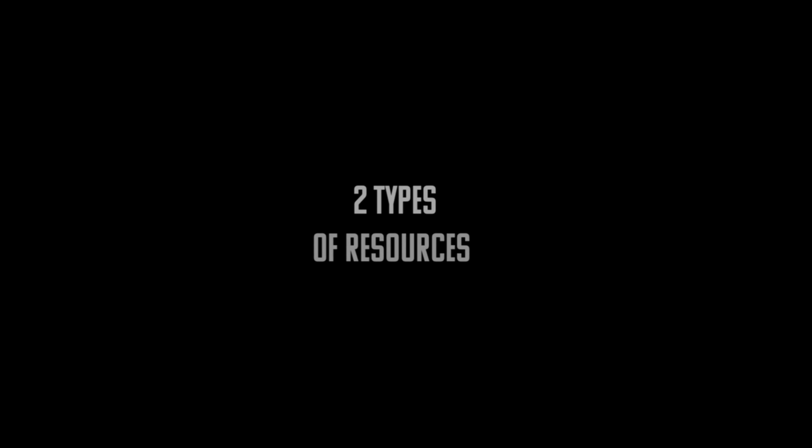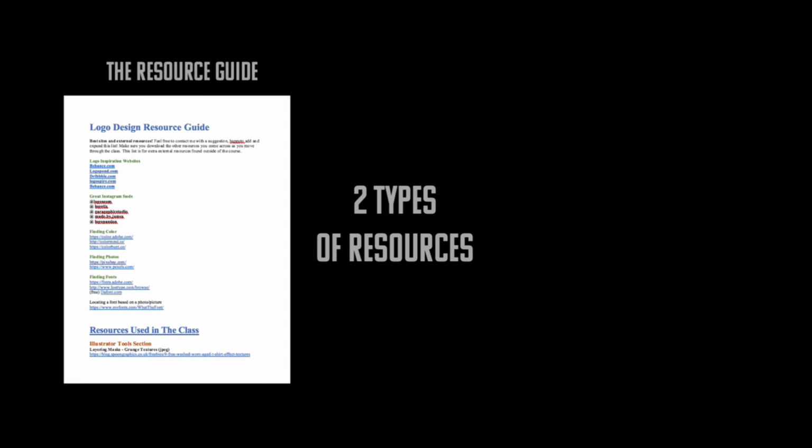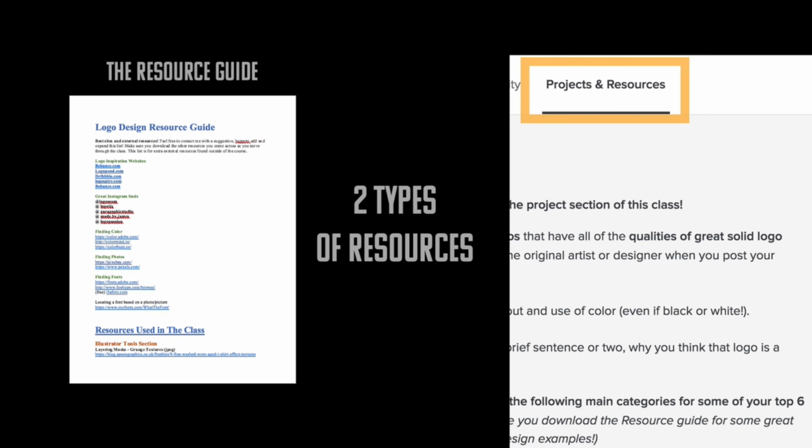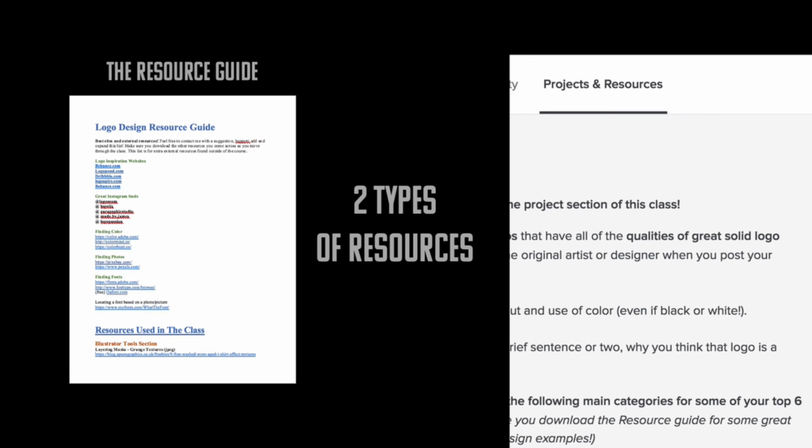There are two things about the resources in this class that you need to be aware of. The first resource, which is called the Resource Guide, has a link to helpful external resources and websites. You can find this and all the other resources referenced in the course by going to the project section of this course and finding the downloadable files.